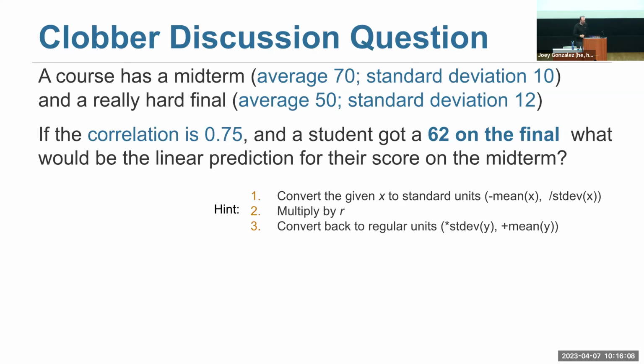1. Okay, how do I do that? So standard units of X. My X here is the final, not the midterm. So X is 62. That's what we got. Subtract the mean on the final, 50. Divide by the standard deviation on the final. That was 12. 62 minus 50 is 12. 12 over 12 is 1.